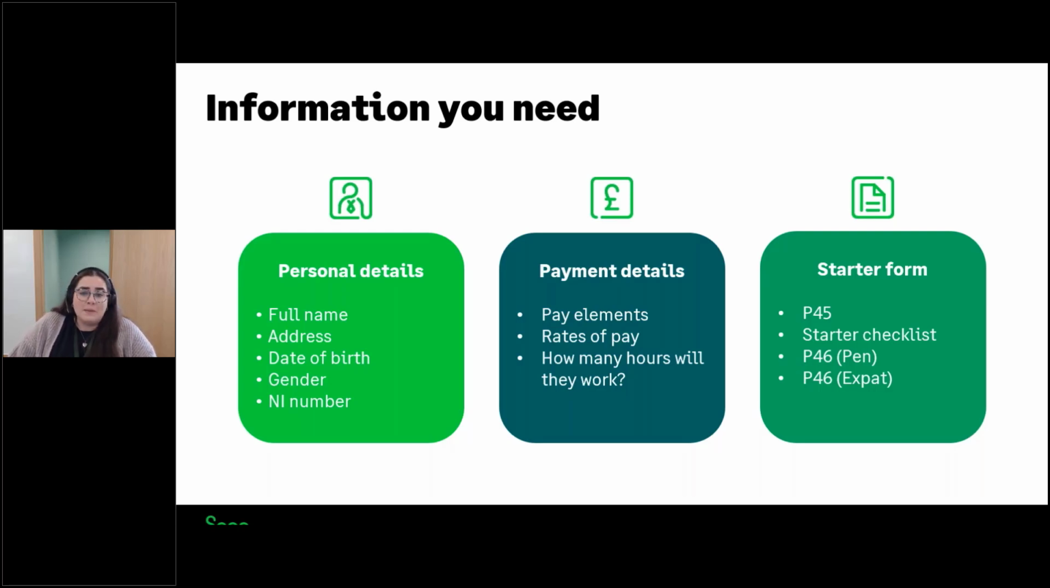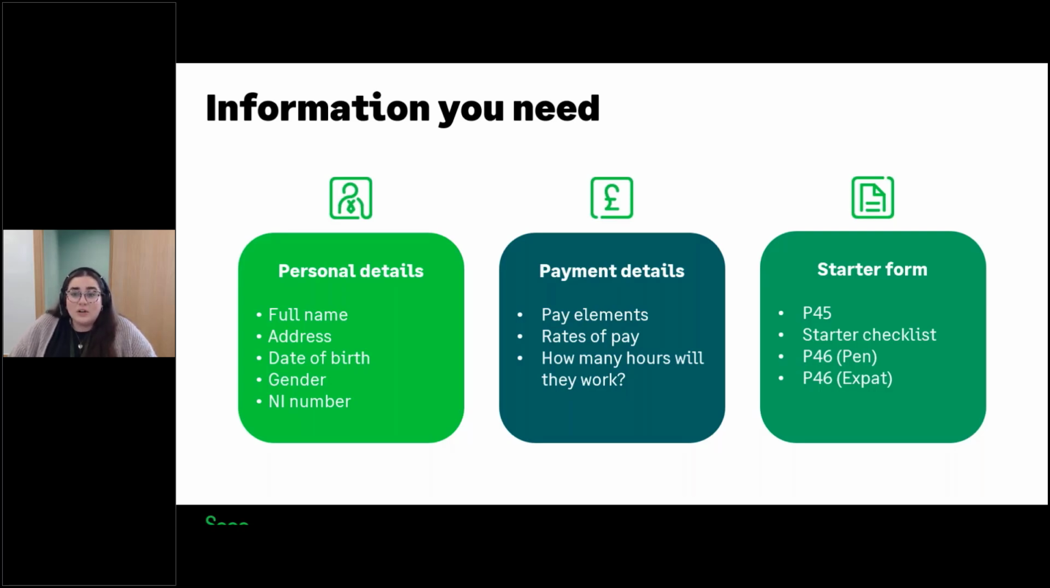Some less common examples there too, you've got the P46 pen or P46 expat forms. So these are used for payrolls that are paying out a pension to an employee or for employees seconded to work in the UK. In today's example though, we will stick to those more common starter forms there, so the P45 and the starter checklist. But that's the information that you'll need.